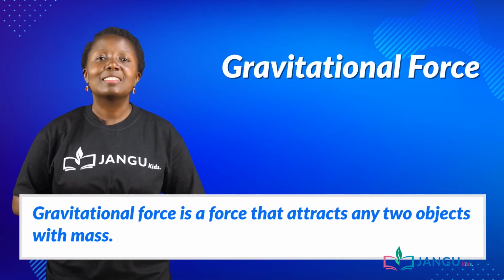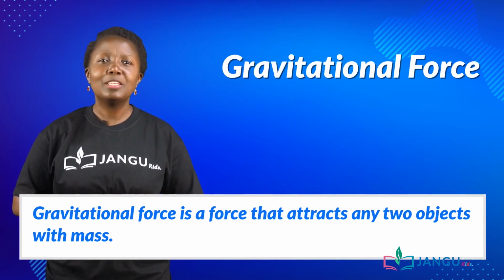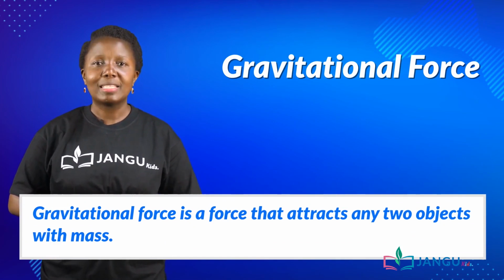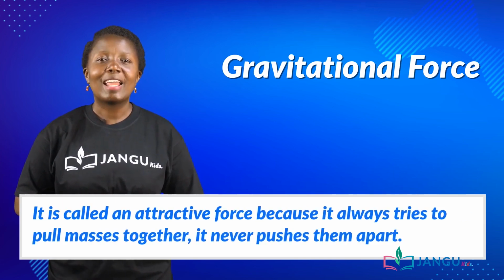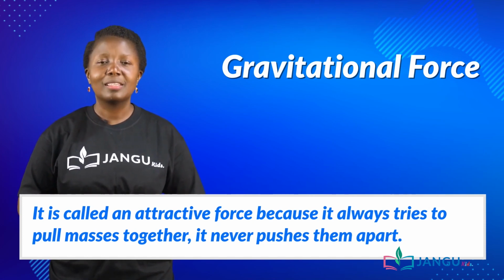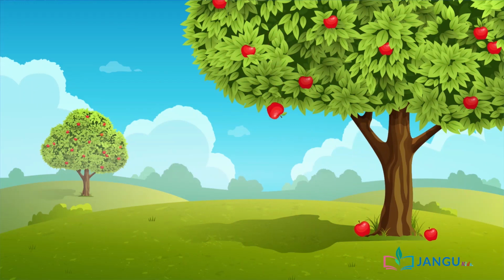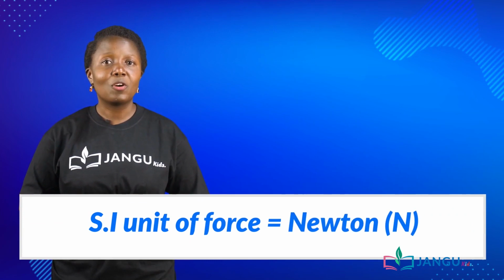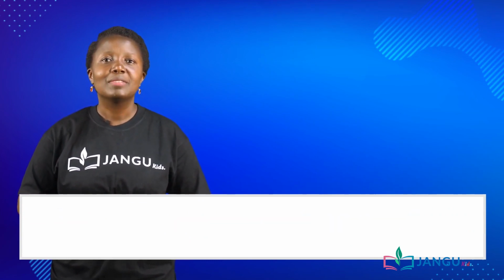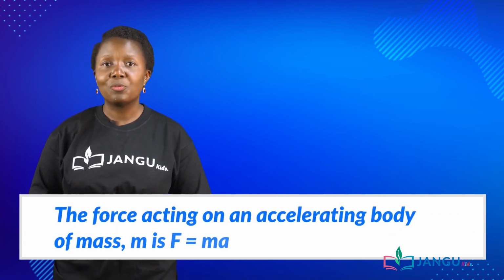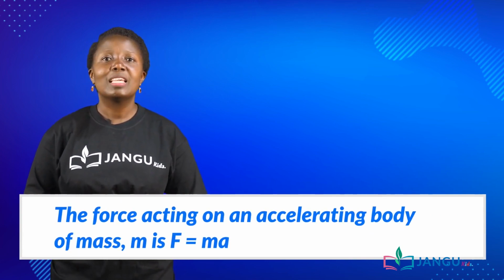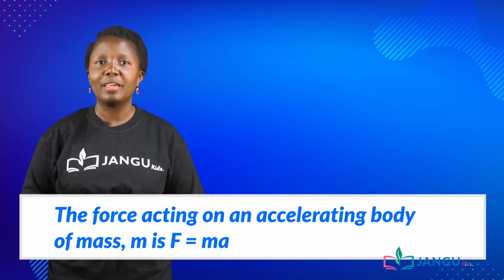Gravitational force is a force that attracts any two objects with mass. It is called an attractive force because it always tries to pull masses together. It never pushes them apart. This is the reason why objects above the Earth fall down to the Earth. The SI unit of force is the Newton, and its symbol is N. The force acting on an accelerating body of mass m is given by F equals ma.